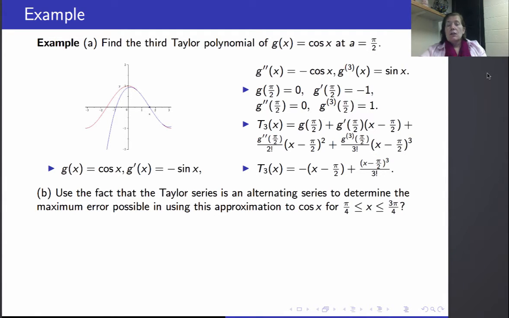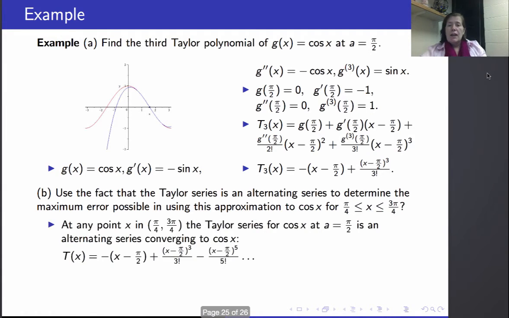So my third degree Taylor polynomial for cosine of x at a equals pi over 2 is minus x minus pi over 2 plus x minus pi over 2 cubed over 3 factorial. And I claim this is a good approximation to cosine of x for values of x near pi over 2. I can actually get some control on the error here using my knowledge of alternating series.